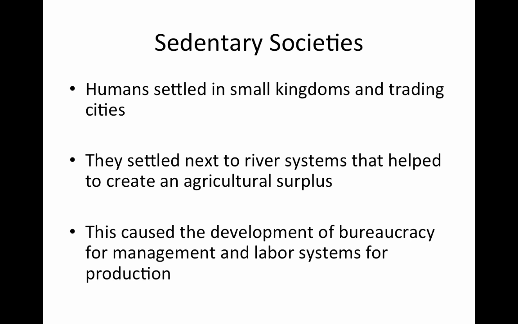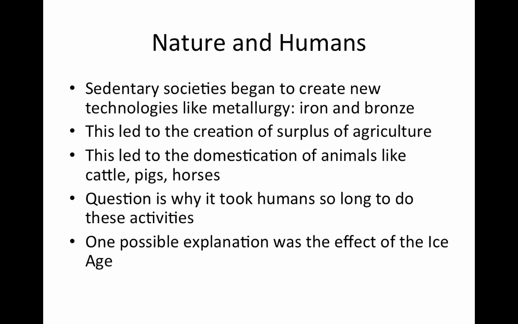Humans began settling down in small kingdoms and trading cities. They almost always settled next to river systems, which makes perfect sense. They needed to have clean water systems. And this allowed them to then create an agricultural surplus. But there's also something else that this allowed for them to create. It allowed for them to create the development of bureaucracies or management systems that managed both labor systems and these irrigation systems. Now, that actually brings up some very important issues.